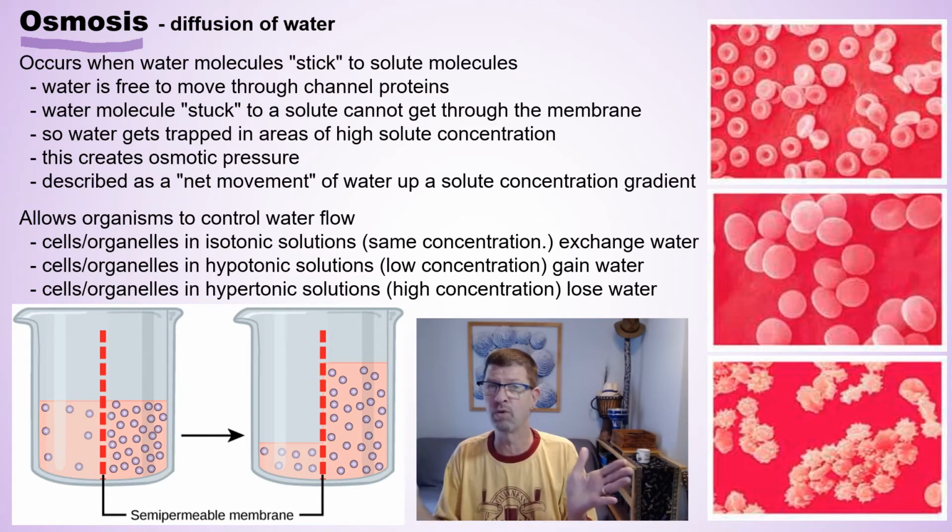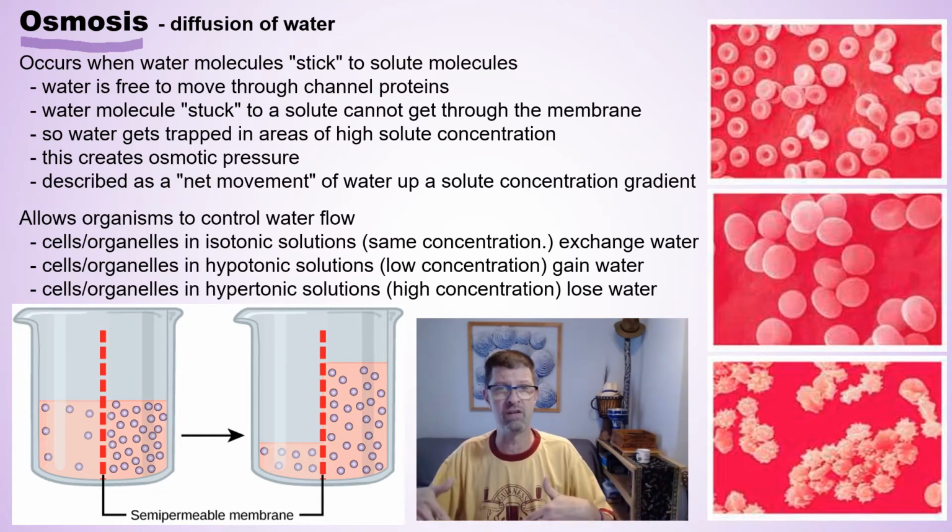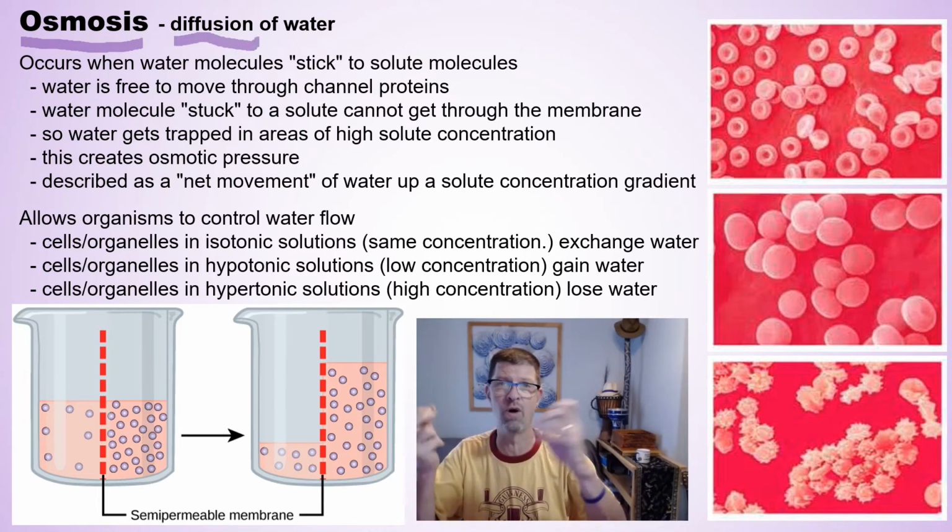Facilitated because it goes through channel proteins, transmembrane proteins. Passive because it doesn't require any ATP. And it's a very important process that controls where we find water, whether it's on the outside or the inside of a cell. Remember that passive transport is diffusion, so it's random movement of water molecules.